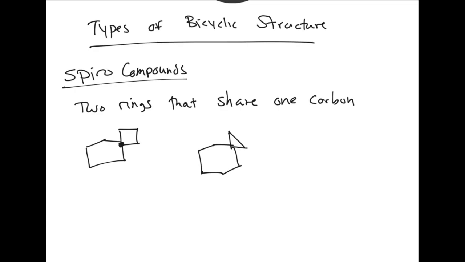All right, so you're just sharing. You have the two rings, and they only join at one position, right? They only come together at one spot. That's the spiro compound. Let's try again. There we go. So they just share one spot.